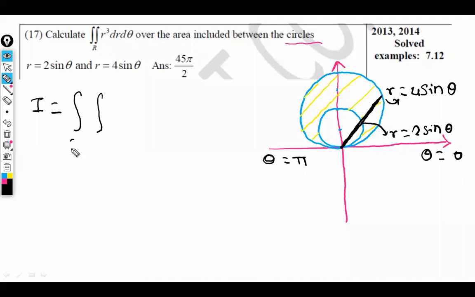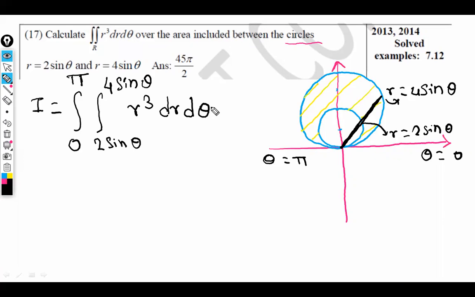Okay, sir. So 0 to pi is the outer limit, and the inner limit is 2 sine theta to 4 sine theta, and r cube dr d theta. That's the end of getting the limit here.